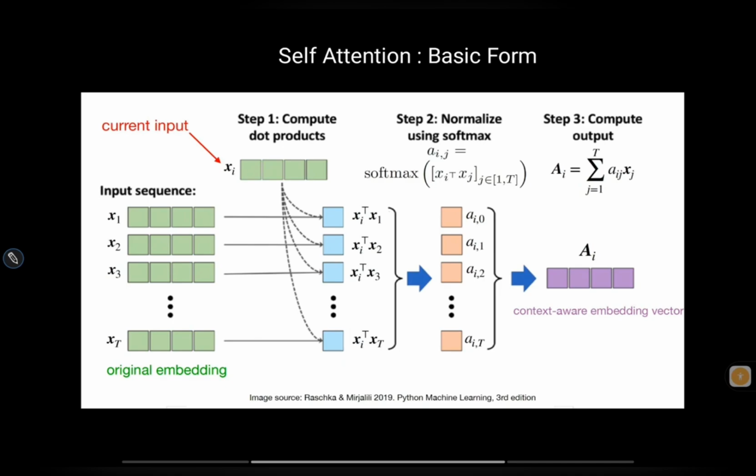This is done using the summation from j equals 1 to t of aij multiplied by xj, which gives us ai, a more context-aware embedding vector for xi. So this is a very basic form of self attention, where first we do a dot product, then normalize using a softmax, and then calculate the final embedding vector, which is more context aware. Here you can see there are no learnable parameters in this approach.